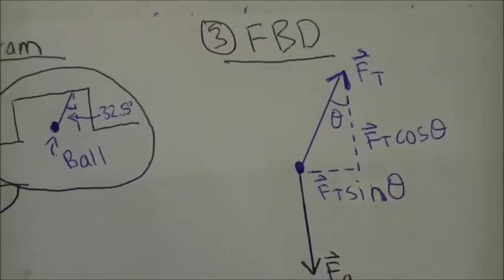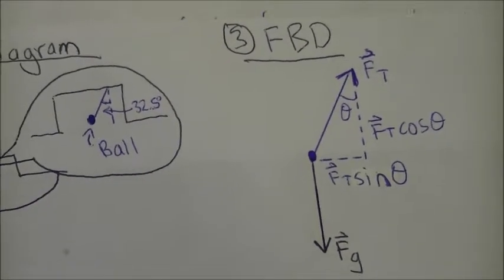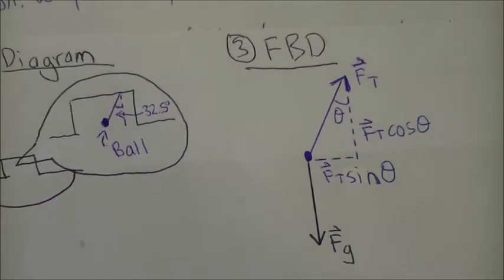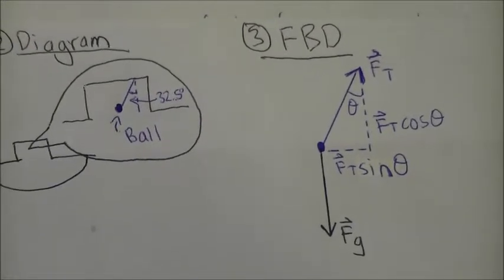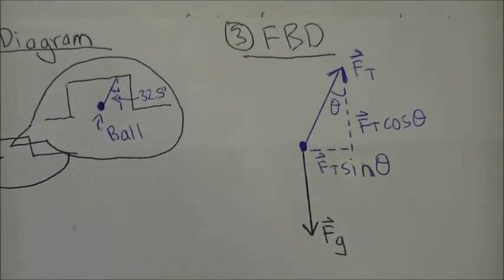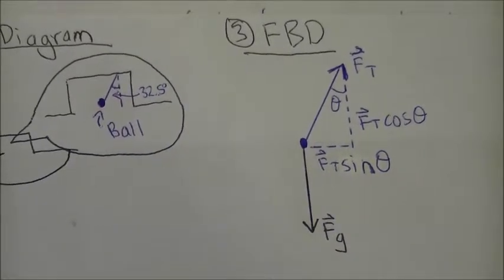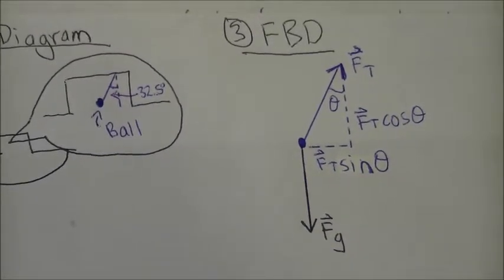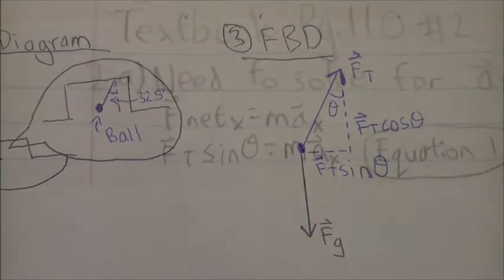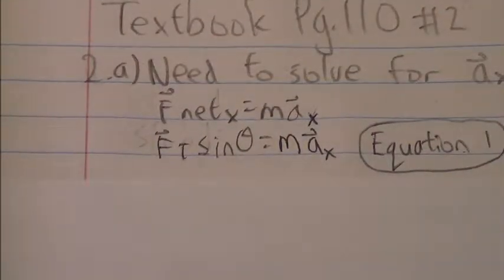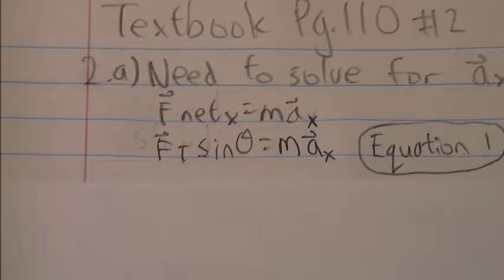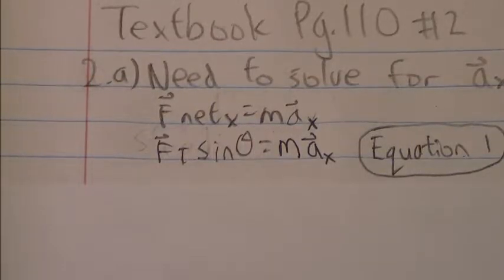Next, we have to draw an FBD of the situation. So for the FBD, you can see that there is a force of gravity acting straight down, and then there's a force of tension acting up at an angle of 32.5 degrees from the vertical. Alright, now that we have listed our givens, drew a diagram, as well as an FBD, we can get started on solving question number 2a.